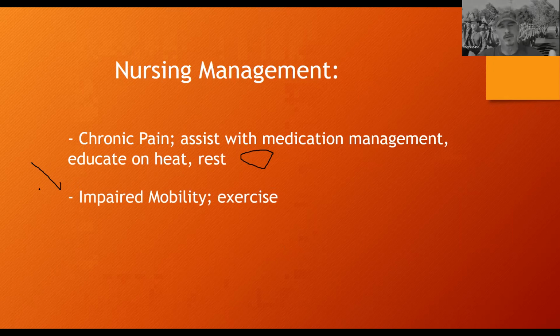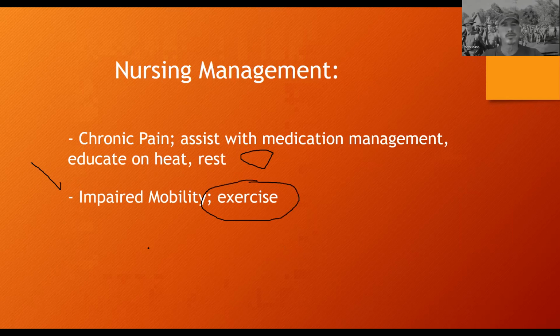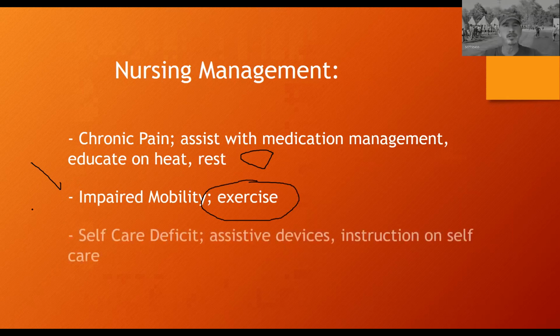Impaired mobility, obviously there again, exercise is the best way to treat that particular nursing diagnosis. And self-care deficit. Remember we were talking about RA, the individual having trouble eating and getting malnutrition. The same thing kind of happens with people that have really, really bad arthritis. They can't reach stuff on the upper shelf.